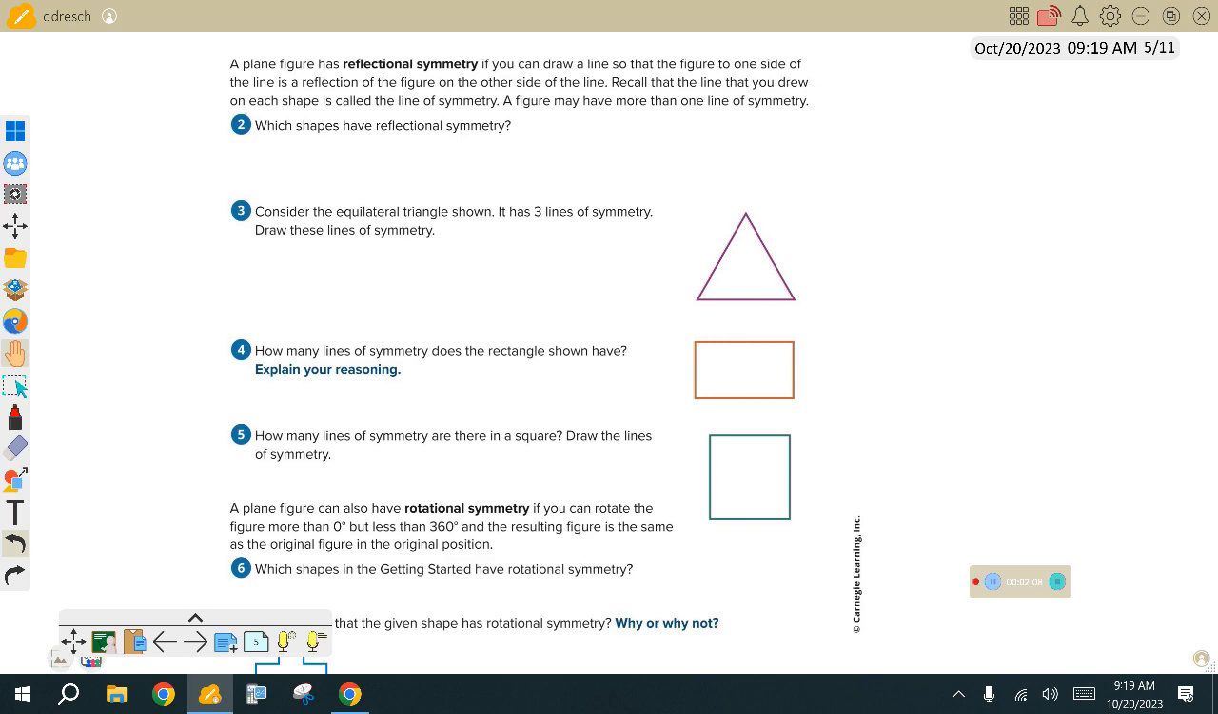So, do we have reflectional symmetry here?